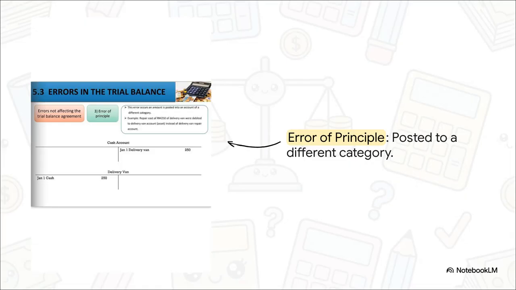First is an error of principle. Check out this RM250 van repair. Mathematically, RM250 was recorded on both sides, so the calculation balances. But conceptually, it's totally wrong. It was debited to the delivery van asset account instead of the van repair expense account. The math works, but the accounting rule is completely violated.